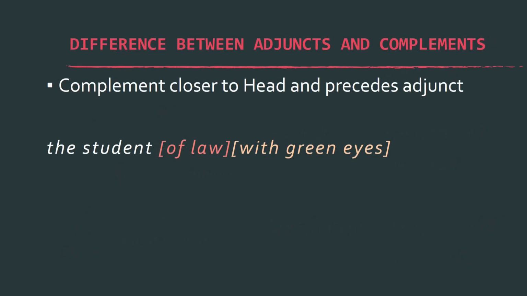Let's look at the other differences between a complement and an adjunct. The complement phrase is always closer to the head noun, and it must precede the adjunct phrase. The complement in pink, of law, precedes the adjunct in yellow, with green eyes.